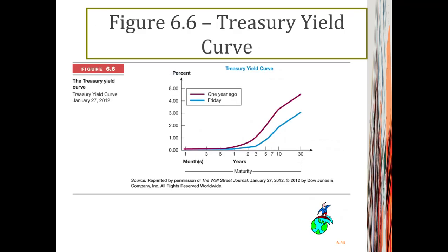And here's an example of a Treasury yield curve. Then you see two curves, one purple curve and one blue curve, and those are yield curves on different dates. The blue yield curve is the current yield curve, and the purple curve is the curve 1 year ago. As you see, yield curve doesn't stay the same over time. They change.